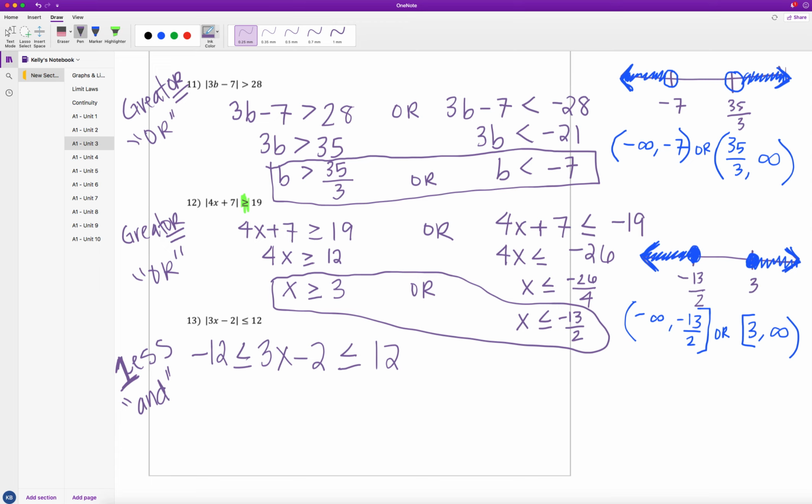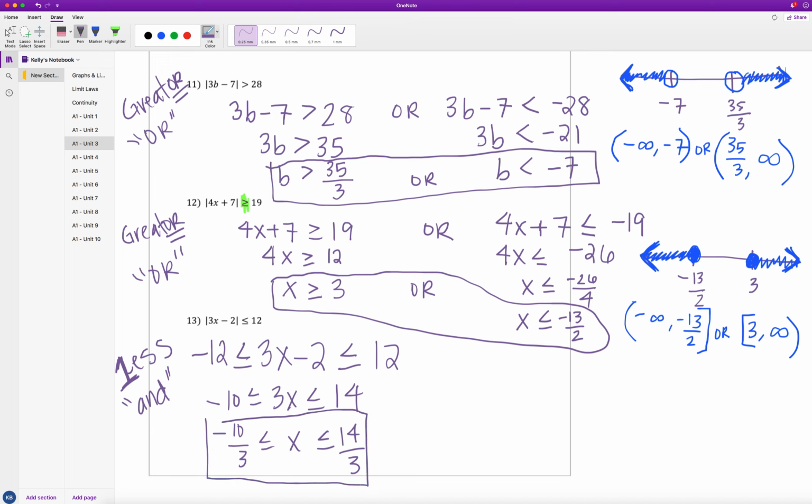We can go ahead and solve this. I'm going to start by adding 2 to each piece. So we get negative 10 less than or equal to 3x less than or equal to 14. From here, I can divide through by 3, and we get negative 10 thirds less than or equal to x less than or equal to 14 thirds. Now, neither of those fractions can be reduced any further, so we have now solved our inequality.